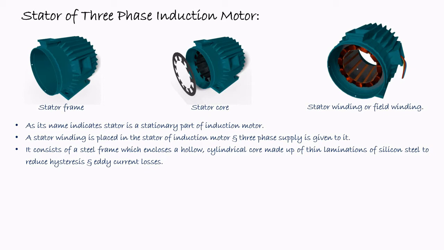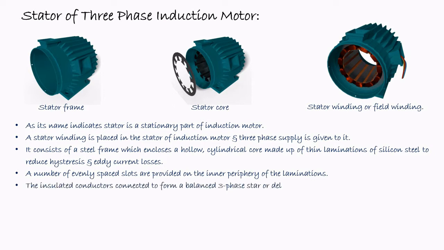Now, in the slots of the stator, the three-phase stator winding, or we can say the field windings, are placed. So when the three-phase current is supplied to the stator winding, then the rotating magnetic field will be produced in the stator. A number of evenly spaced slots are provided on the inner periphery of the laminations that can be seen in this figure. This is the slot. Here we can see that within the slots, the stator windings are placed.